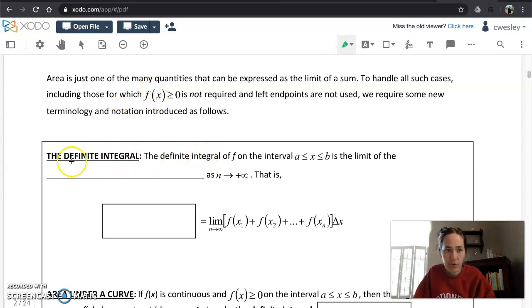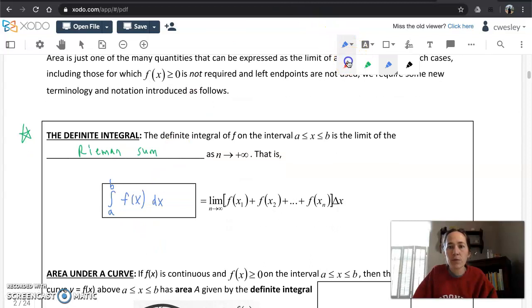The definite integral of the function f on the interval from a to b is the limit of the Riemann sum as n gets bigger and bigger and bigger, as n goes to positive infinity. That is how we can write this. We can still use the integral symbol like we did with indefinite integrals, but we're putting these limits of integration on the top and bottom. We're going to put an a down here, the lower limit, and a b up above, the upper limit. We're still integrating the function f of x, and we still get that dx notation with it too. Every integral has it. You're integrating with respect to x.